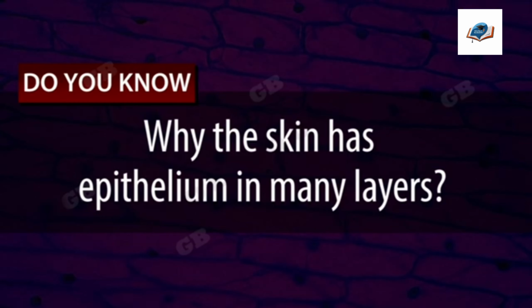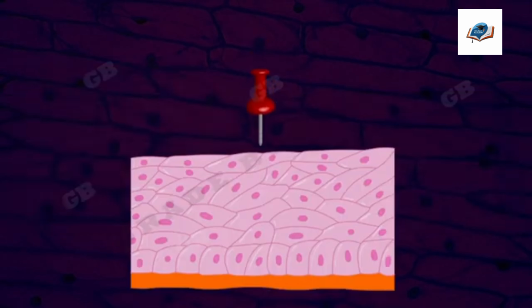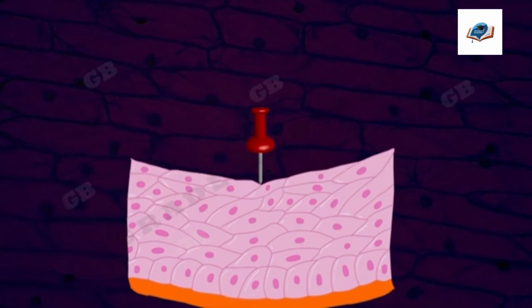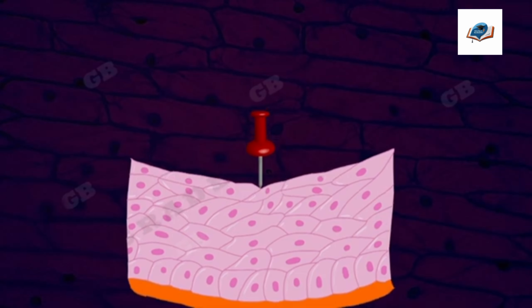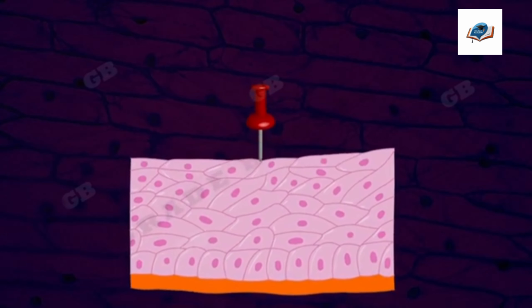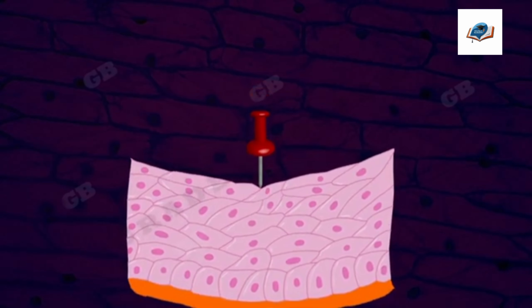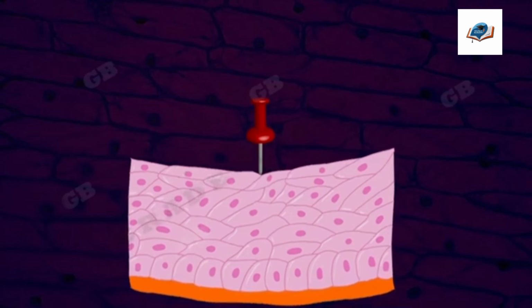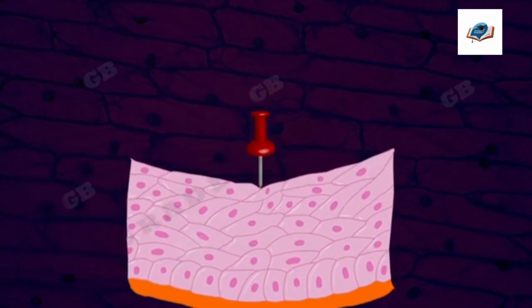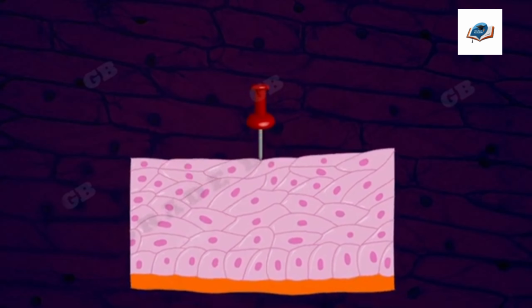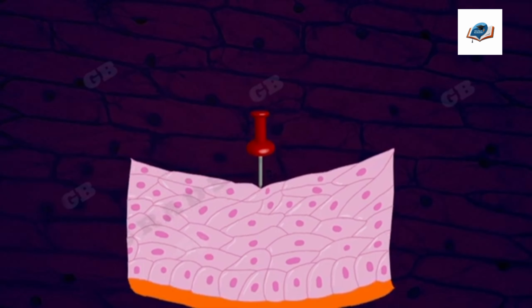Why does the skin have epithelium in many layers? The multiple layers in stratified squamous epithelial tissue provide better protection. This is important for the skin as it is exposed to constant wear and tear, making it necessary to have several layers for added durability and protection. Thus, stratified squamous epithelial tissue is ideal for the skin to withstand various external factors like friction, sunlight, and physical damage.